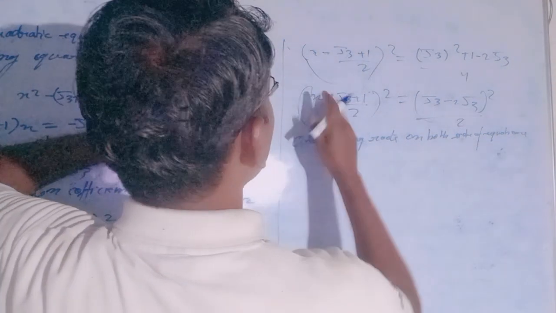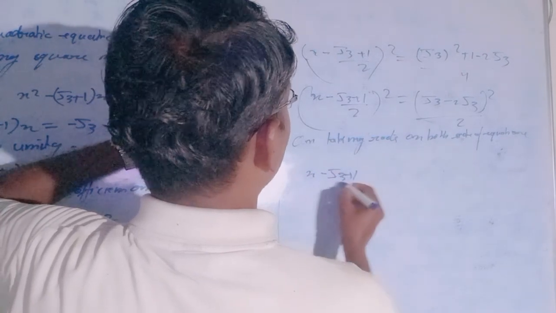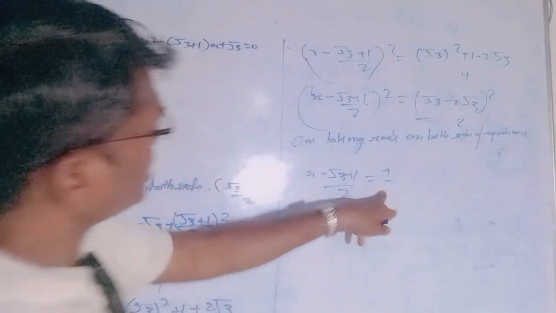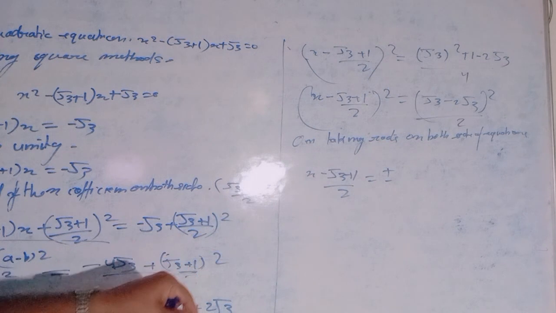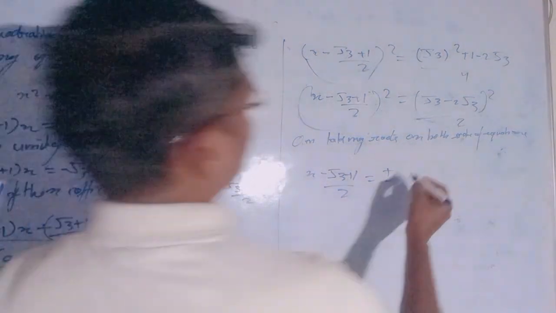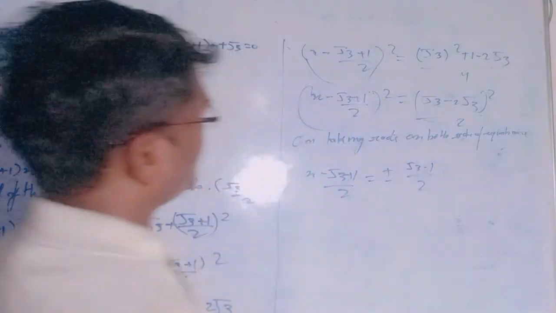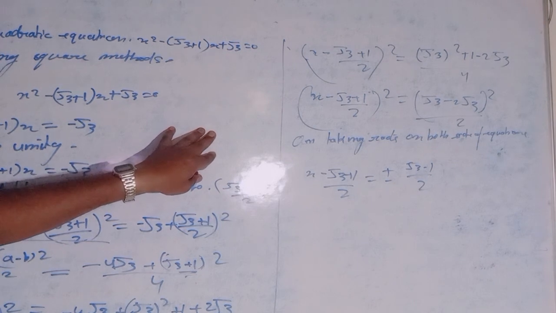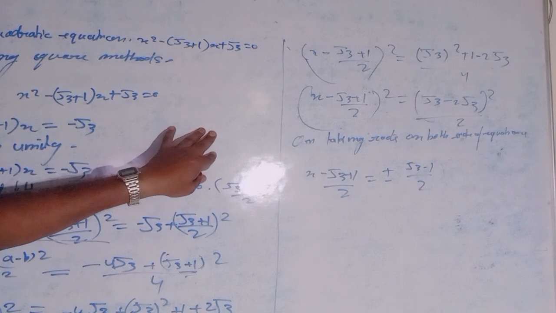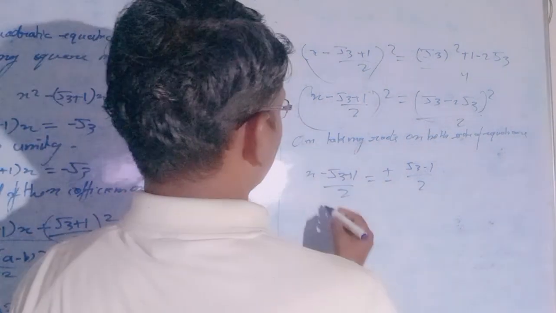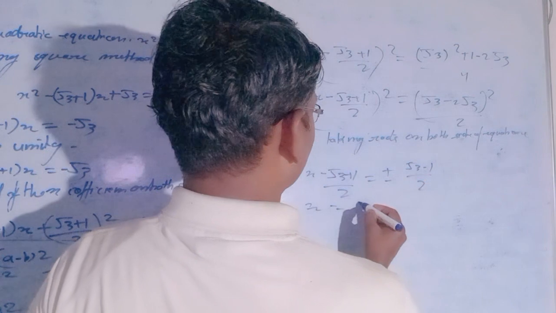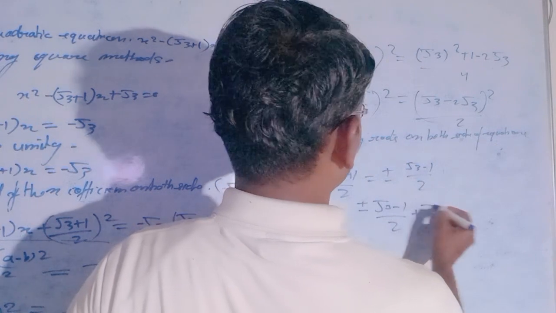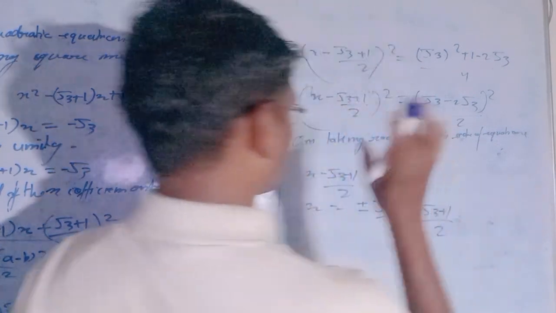Suppose that here x minus (√3+1)/2 is equal to, if we take plus minus two things, by taking roots, plus or minus (√3-1)/2. So x values will always be considered plus or minus. So transpose this x value. So x is equal to plus minus (√3-1)/2, and here is plus (√3+1)/2.